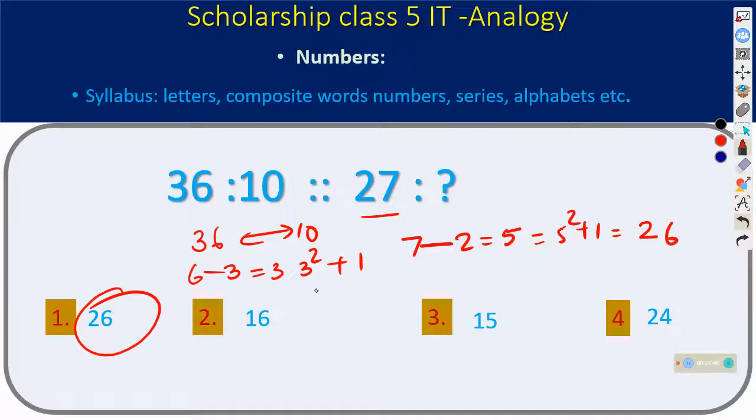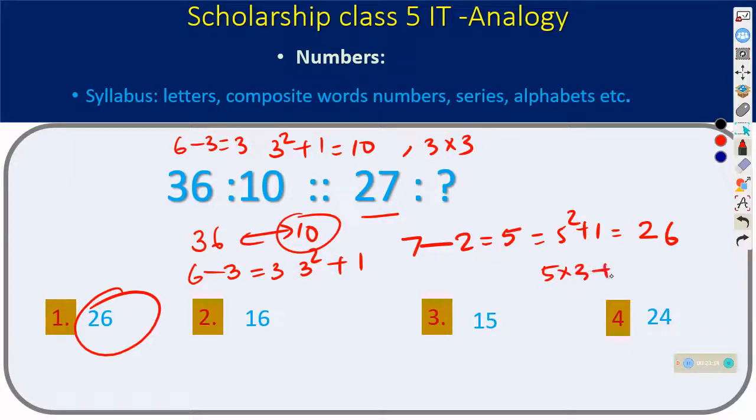But if anybody thinks that as it is done 3 square plus 1, this 10 can be obtained in another way also. As I told you, 6 minus 3 is equal to 3. 3 square plus 1 is equal to 10. That is what is given. Right? If we apply 3 square as 3 into 3 multiplied with 3, there is an option that instead of 5 square, 5 into 3 plus 1, which is equal to 16. So 16 also can be the answer, but 26 is the answer expected.